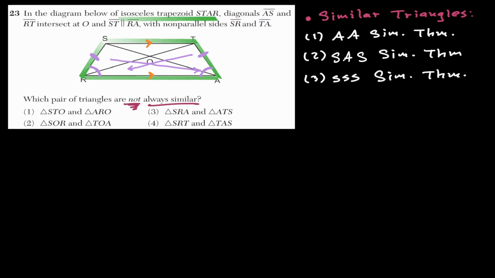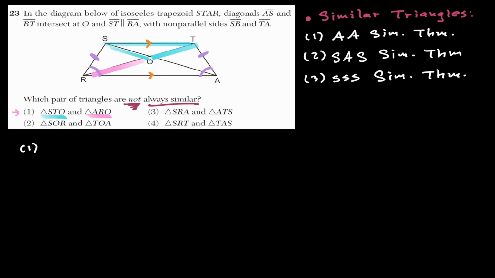Let's clean this up. Let's look at scenario number 1. Triangle STO is this upper triangle. And triangle ARO is this bottom triangle. So let's draw those triangles.